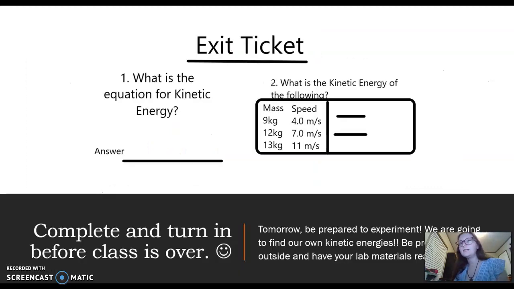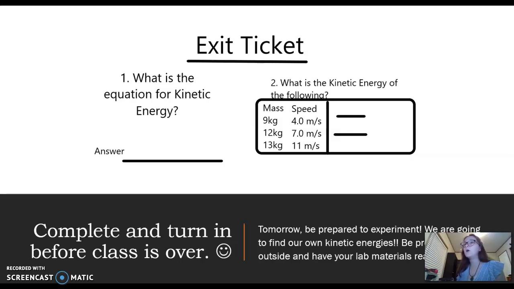And we're going to have an exit ticket so I can see if you learned and remember everything. So what's the equation for kinetic energy? You can find that directly on your handout. And what is the kinetic energy of the following? I made up some numbers and we're going to do the same thing that we were doing in the lesson. I just want to see if you understand. And if you don't, I'm going to go back over it tomorrow. I want this completed and turned in before class is over so I can look at it tonight and talk about it tomorrow and see if we have any problems.